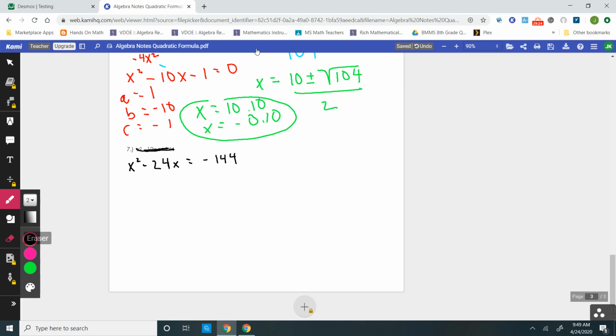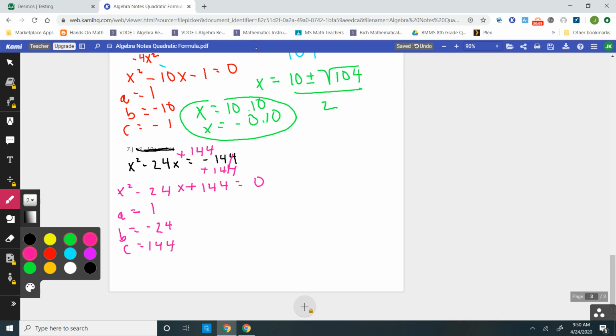So for this one, it'll be like the others. You should make sure all your terms are on the same side to start, which means you should add the 144. So you'll have x squared minus 24x plus 144 equals 0. And now that they're on the same side, you'll figure out the a, b, and c. Your a is the coefficient of your x squared term, here that'd be 1. Your b is the coefficient of your x term, that'd be negative 24 for that one. And your c is 144.